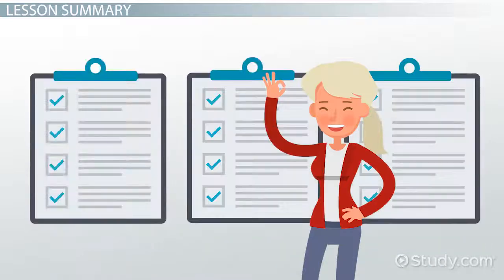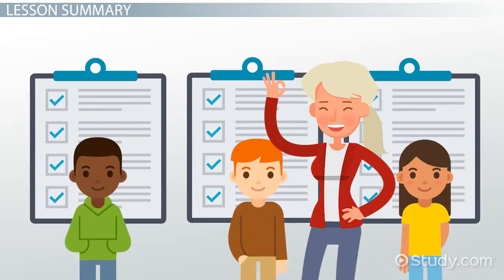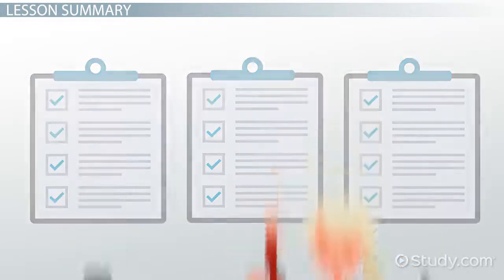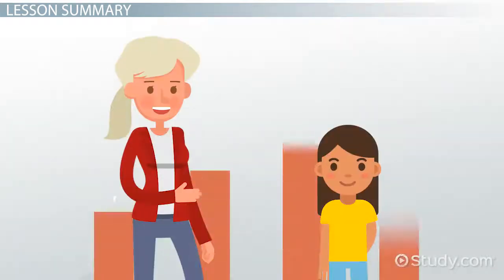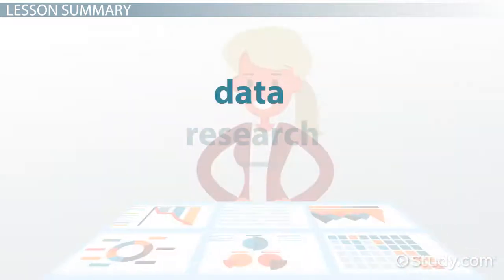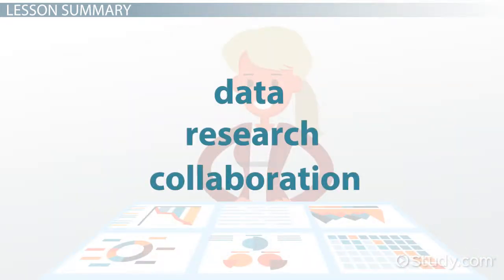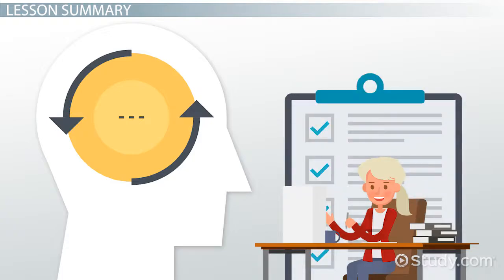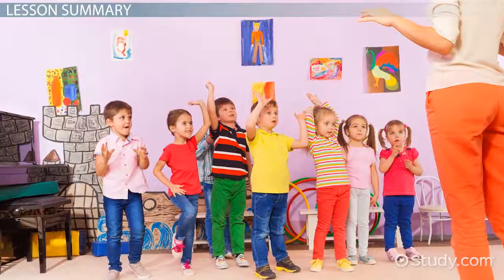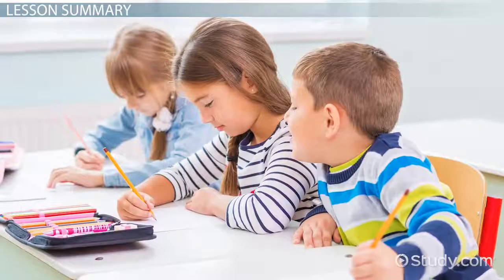Angela can use several methods to make sure her students are being taught in developmentally appropriate ways. To build and use a developmentally appropriate curriculum, or one that takes the student's strengths and struggles into consideration, teachers need to balance the needs of students with learning expectations. They can use data, research, and collaboration to help guide their choices. When developing curriculum, they should consider offering real-world experiences that are challenging, allow students to grow, and are aligned to goals. That way, each student can succeed.